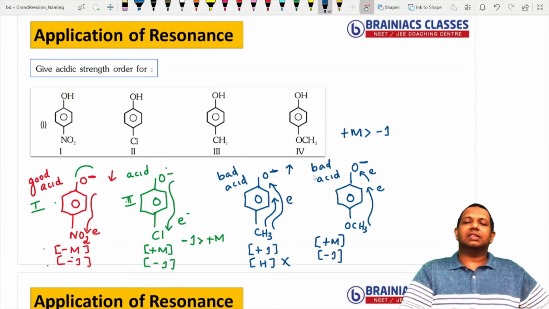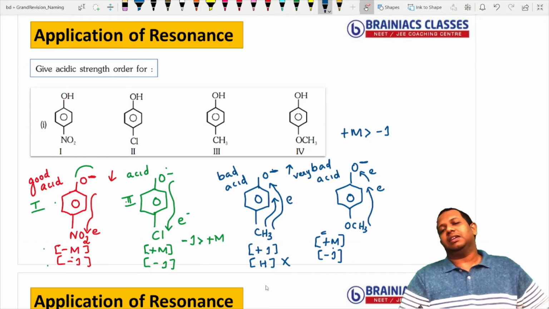On comparing 3 and 4, we know fourth one is a very bad acid. Why? Because it has plus M effect. Due to plus M effect, it is becoming bad. It is becoming bad due to plus I, and we know that plus M is always dominant over plus I. So that is the reason this is the worst acid.